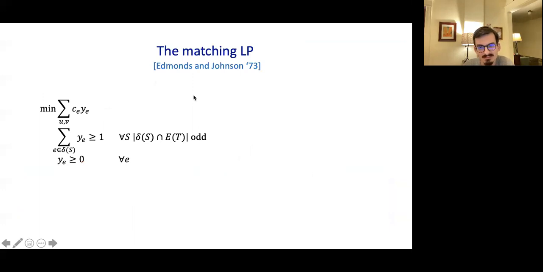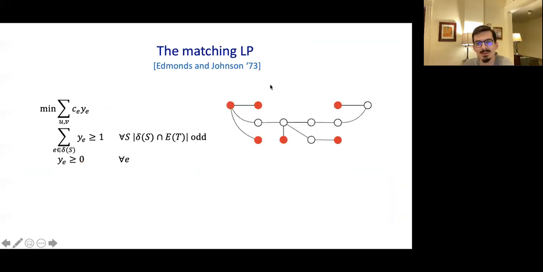So here's the LP, and here's an example tree we want to augment with a matching, where I've marked the odd degree vertices in red. And all this LP is saying is that if there's a cut with an odd number of odd vertices in the tree, or equivalently by degree sum arguments, the number of tree edges in that cut is odd, then we need to have fraction 1 across that cut. And this is obviously necessary because one of these vertices has to be matched outside this set.